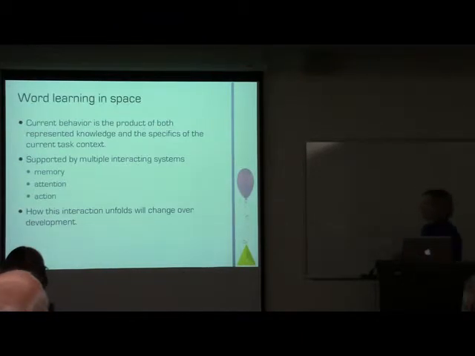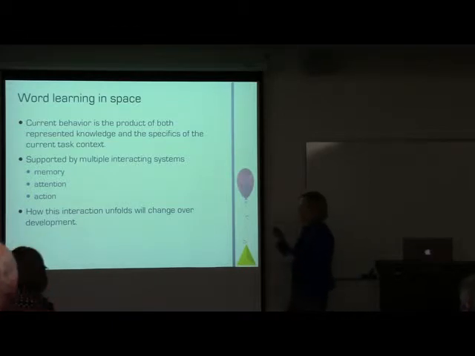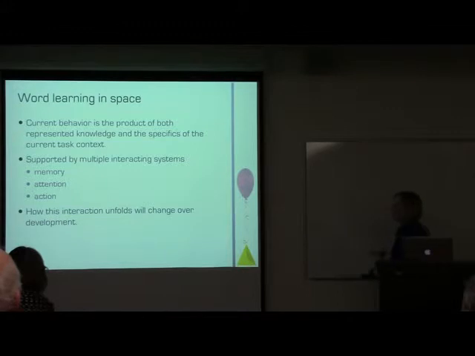Okay. So in this, what I've shown is the current behavior is a product of both represented knowledge and the specifics of the current task. There were interacting systems of memory, attention, and action here. And we're looking at how this interaction folds over development.